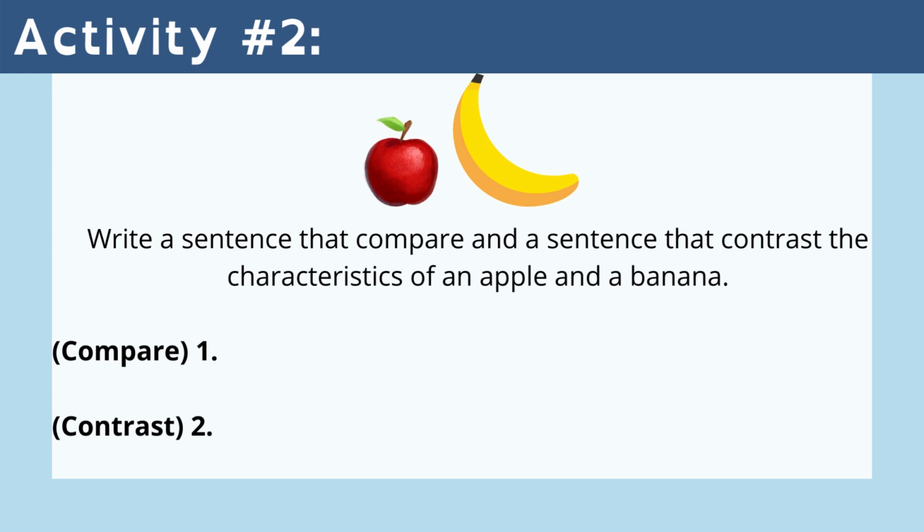For activity number two, let's write a sentence that compares and a sentence that contrasts the characteristics of an apple and a banana. You may do this in your English notebook. Now, pause this video while you're writing your sentences, and when you are done, you may proceed to the next slide.